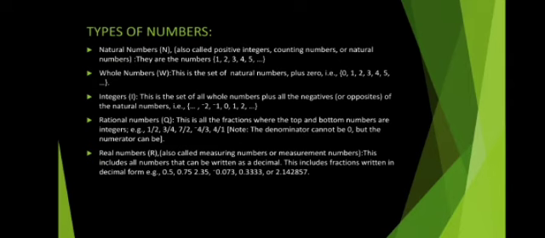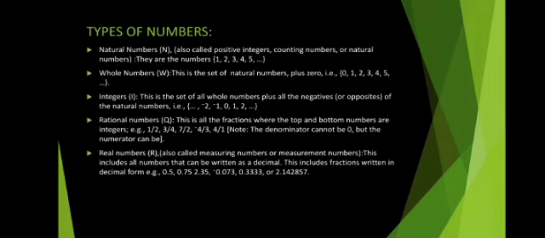Integers. Integers are nothing but the collection of positive numbers, negative numbers and 0. This is the set of all whole numbers plus all the negative numbers, or we can say the opposites of the natural numbers. That is -1, -2, 0, +1, +2. All these numbers form the integers. They are represented by the letter I.